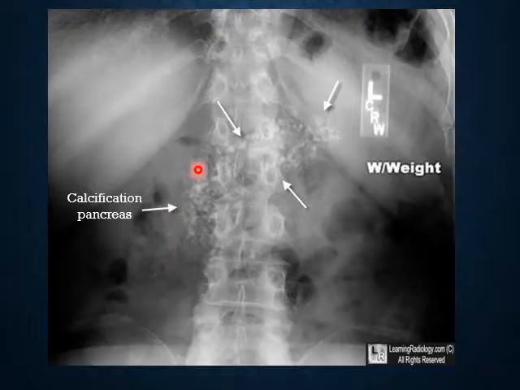This is a plain X-ray of the abdomen showing you the calcification. Okay, massive or dense calcification in the region of the pancreas. A patient with symptoms and signs suggestive of chronic pancreatitis, and with the X-ray finding of this, is more or less diagnostic of chronic pancreatitis.